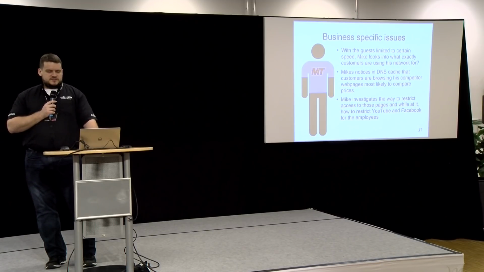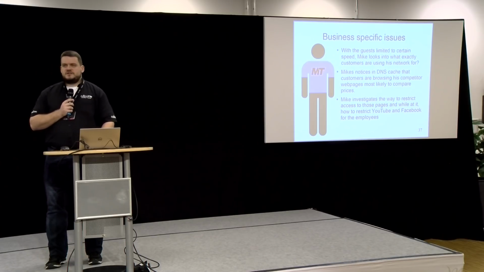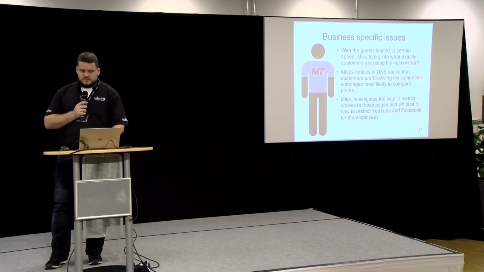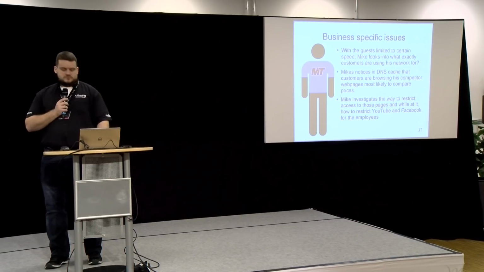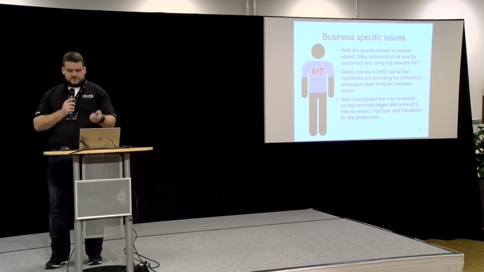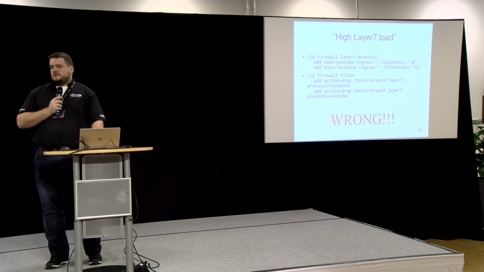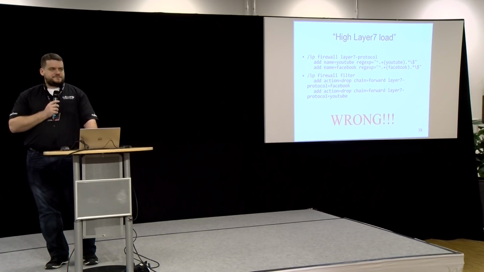And also he sees that lots of customers are using YouTube and Facebook. Lots of employees are using YouTube and Facebook during work time. So he decides that he wants to block off this traffic. And of course, the first thing that he goes for is layer 7, and makes a configuration something like this, which is completely and utterly wrong.